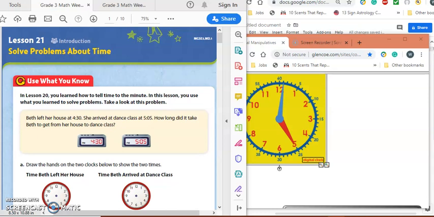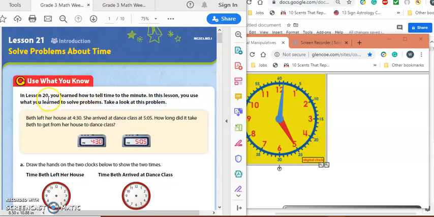Today's lesson is Lesson 21, Solve Problems About Time. Our standard for today is MGSE3.MD.1. Let's go to Use What You Know.